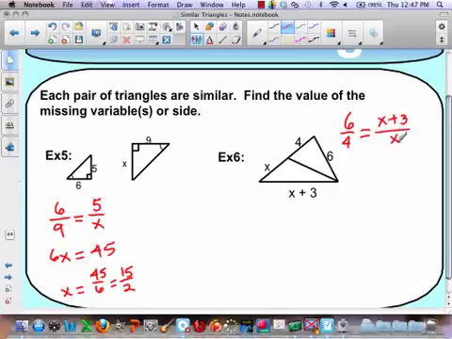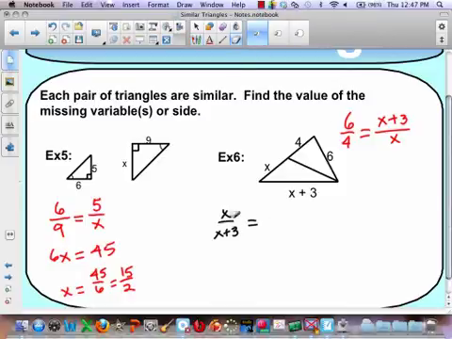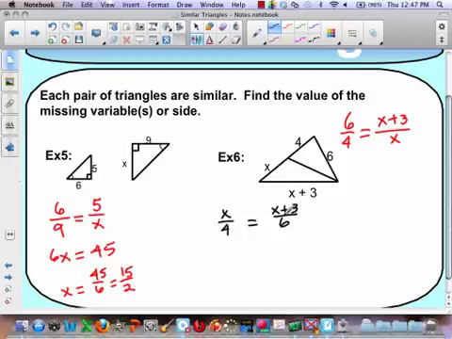Now, Sarah, you said yours differently, right? Yeah, I still got the same thing. Sarah, tell me what yours was. x over 4 and x plus 3 over 6. Well, this is a great question. Which one do we write down?